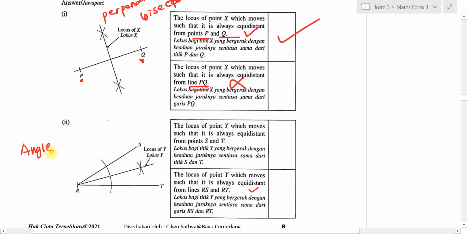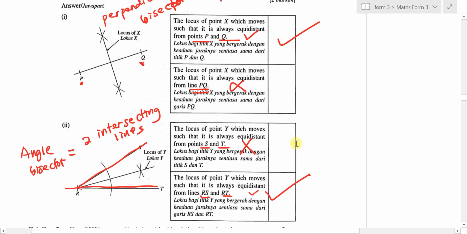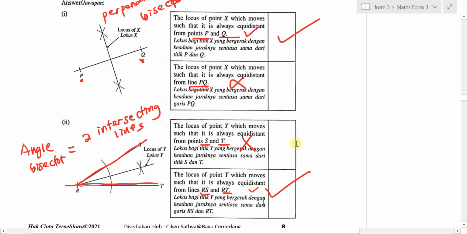Alright, and then if you see the next one, it's an angle bisector. For an angle bisector, you must have two intersecting lines. So the lines are RS and RT. So here, point S and T are two points, not lines. These are points, so this is wrong. RS and RT, see, intersecting lines. This is correct. Easy to determine this. Okay, next question.